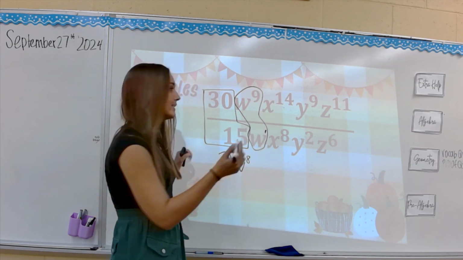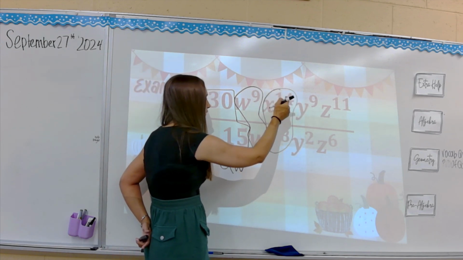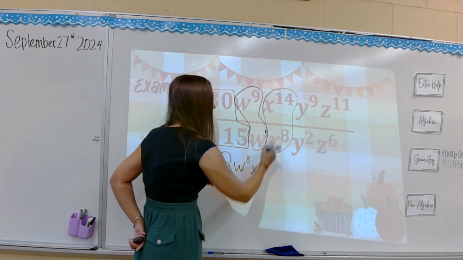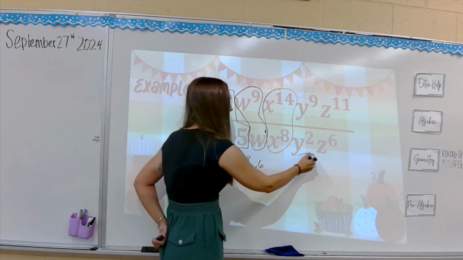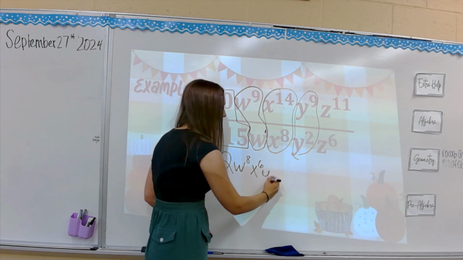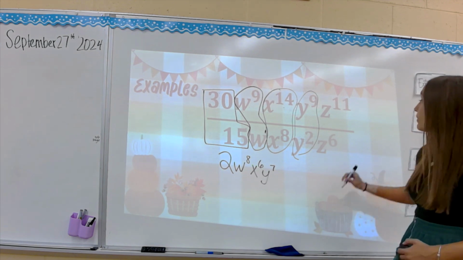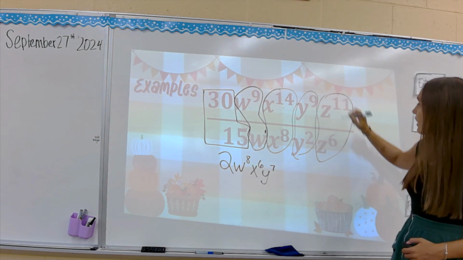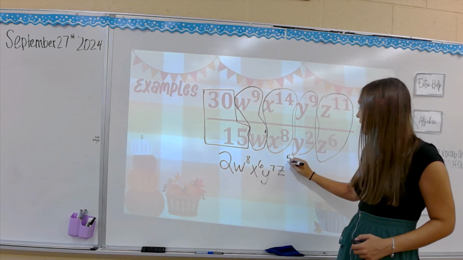Let's now do it with the x's. So I put them together. 14 minus 8 gives me x to the 6th power. Then I have 9 and 2. 9 minus 2 is 7. y to the 7th. All right, z to the 11th and z to the 6th. 11 minus 6 gives me z to the 5th power.